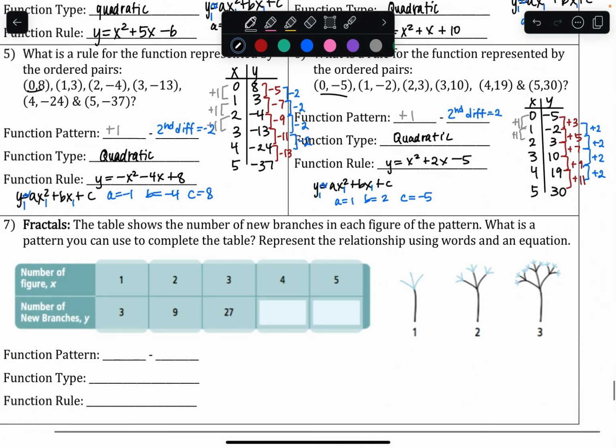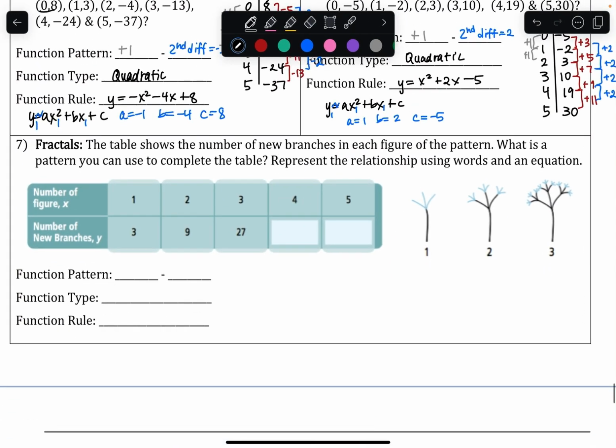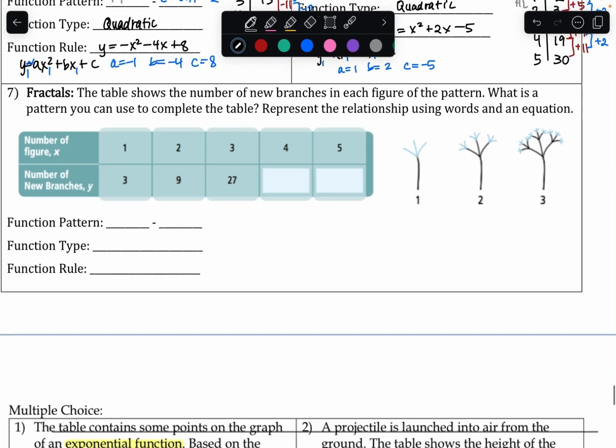Okay, for this last one, it says it's an application problem dealing with fractals. The table shows the number of new branches in each figure of the pattern. What is a pattern you can use to complete the table? Represent the relationship using words and an equation.